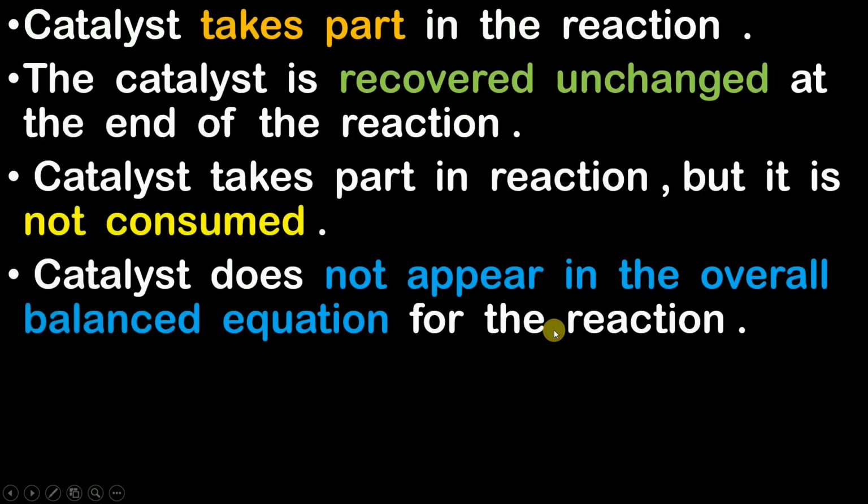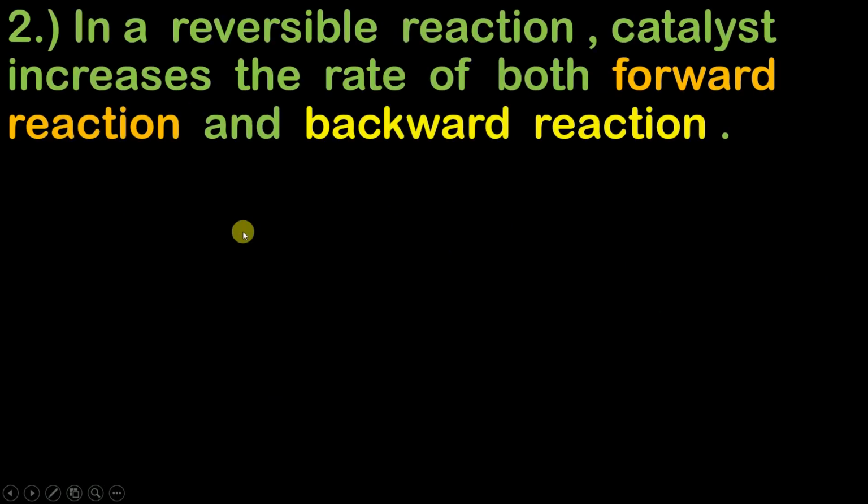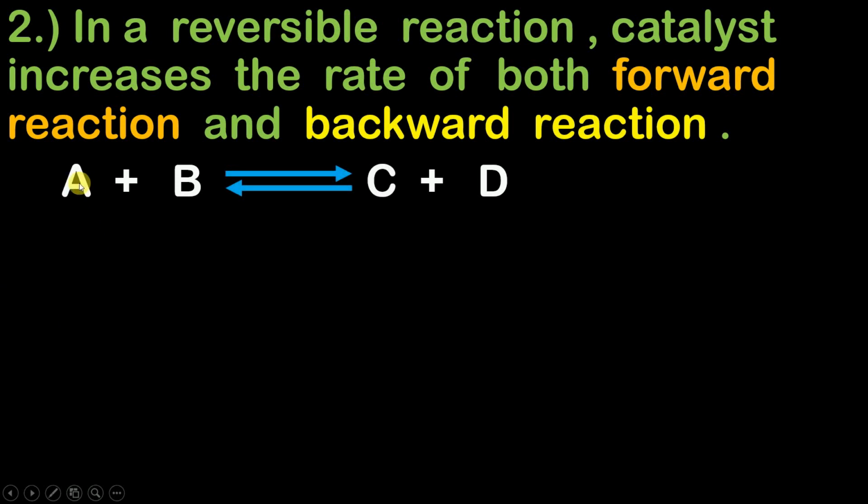Moving on with the second general characteristic. The second general characteristic tells us that in a reversible reaction, the catalyst increases the rate of both the forward reaction as well as the backward reaction. Let's understand this with the help of a general example. Let's say we have a reversible reaction where A plus B gives us C plus D, and C plus D reacts with each other to give back A plus B.